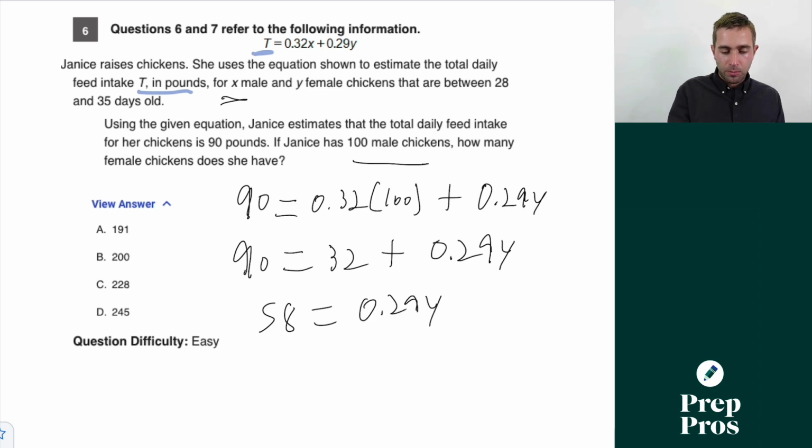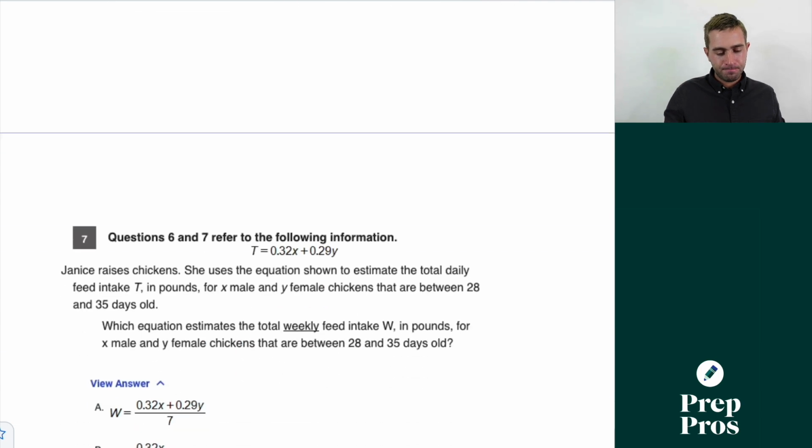So I'm pretty sure this is going to give us B here, but let me just check with the calculator to make sure I'm not making any mistakes here. We're simply just going to divide 58 by 0.29. Yep, and that's going to give us 200, so B is our right answer there.